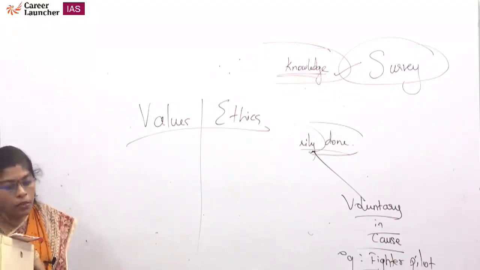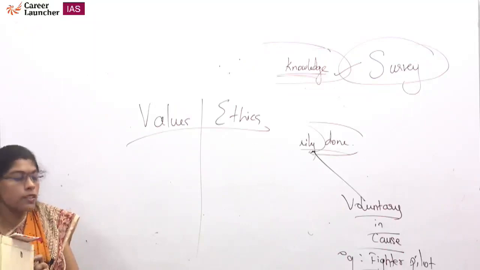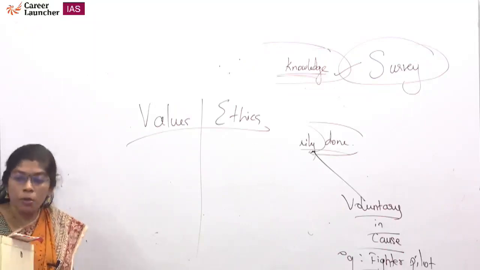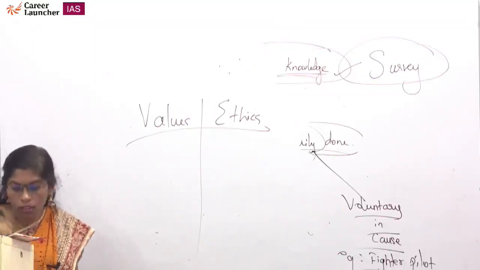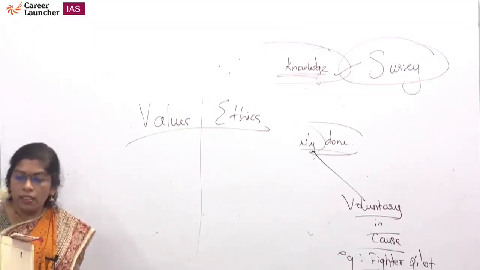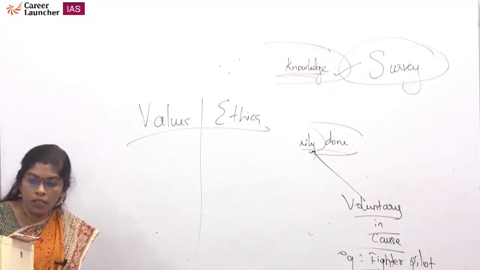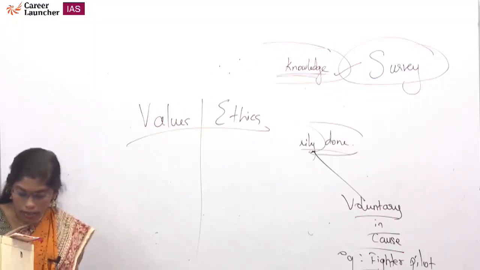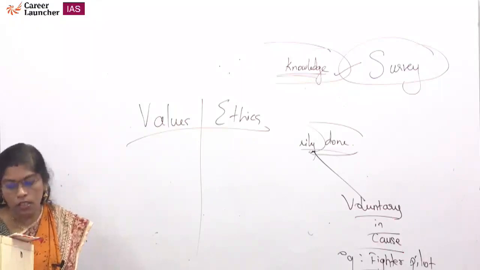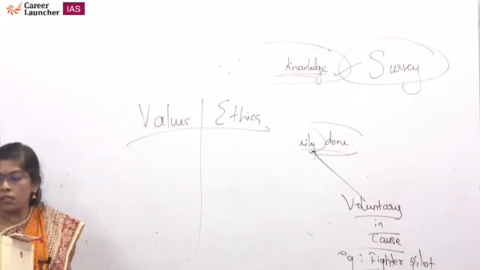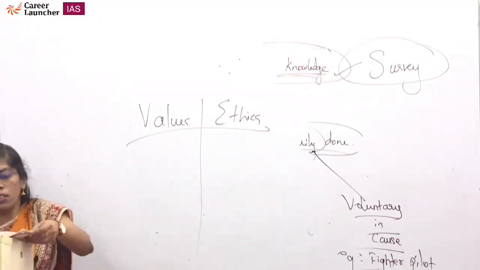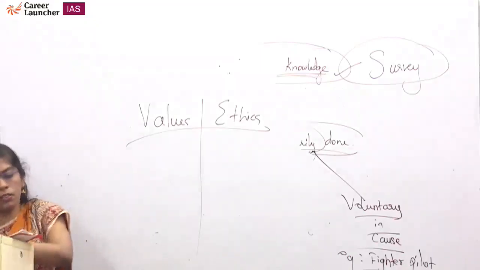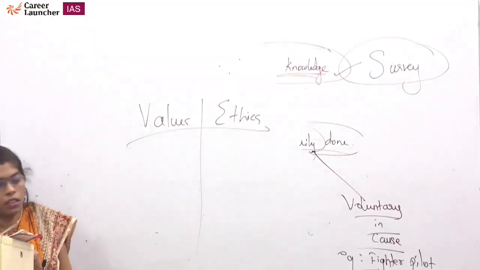Third point: under values, it determines what is important first. Then under ethics, it determines what is right first. What is right first? Okay. What is important for you, what is important?